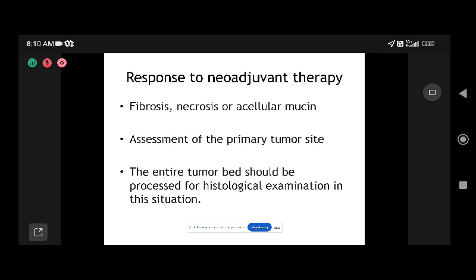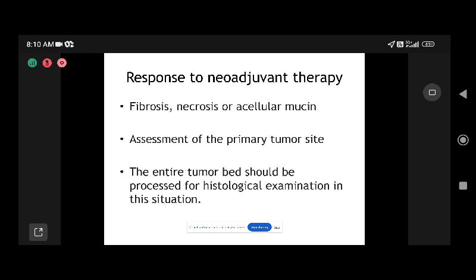lot of acellular mucin. So many times post-neoadjuvant therapy specimens show abundant acellular mucin, and many times the response is also seen in the form of fibrosis. So it is this proportion of whether there is more fibrosis, more acellular mucin, or more tumor, that is what we grade and we see.